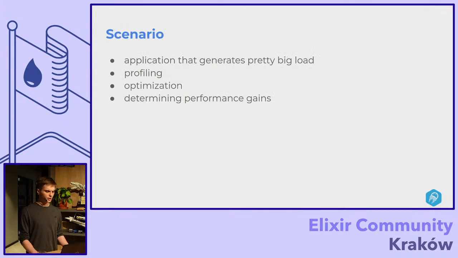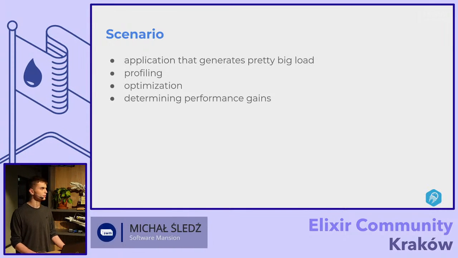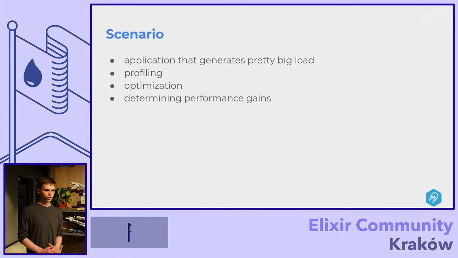To begin with, let's consider a very simple scenario in which we have an Elixir application that generates pretty big load. Therefore, we decided to do some profiling. There are plenty of already existing tools that you can use for profiling, like eprof or fprof. You can generate some flame graphs. So let's assume that we did some profiling. We also did some optimizations to our code. And the question is, how can we know whether those optimizations introduce significant performance gains?